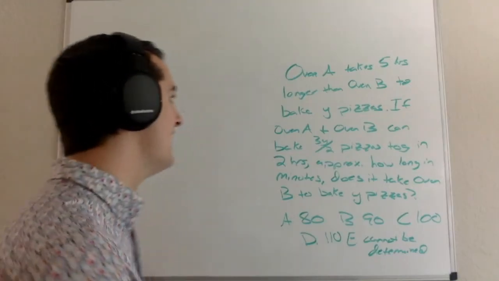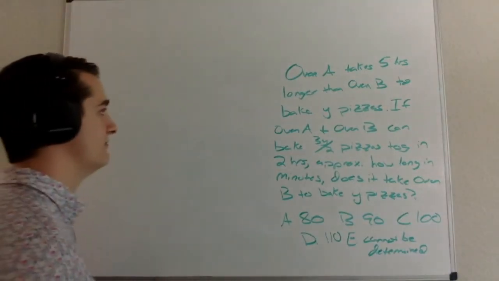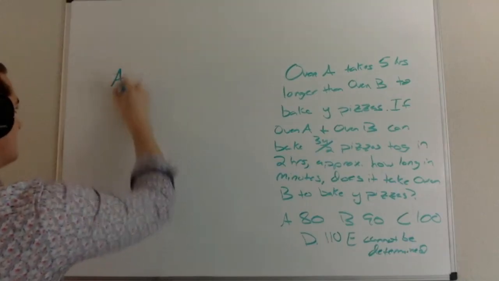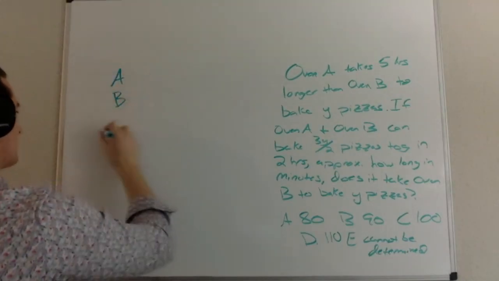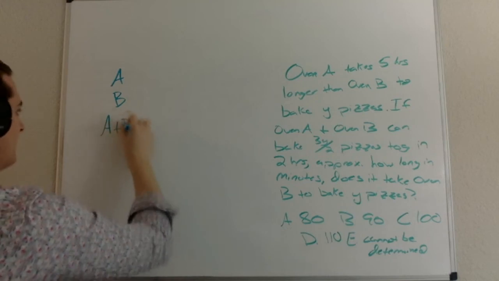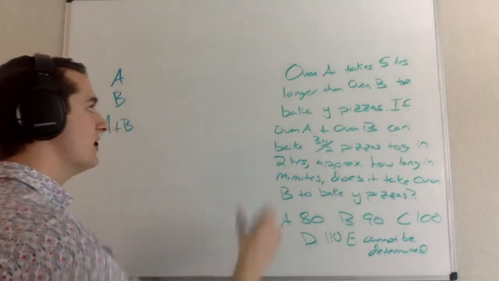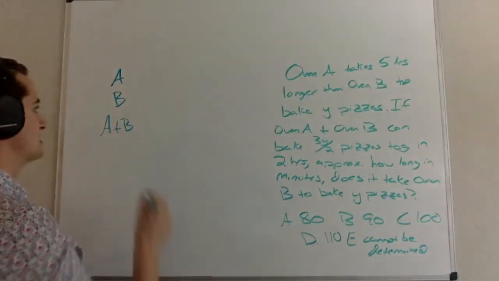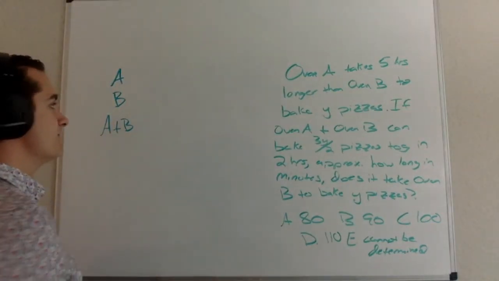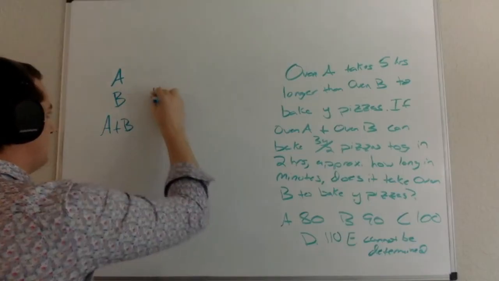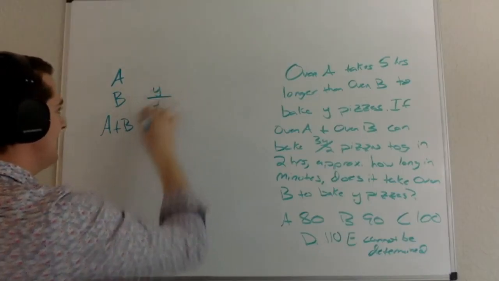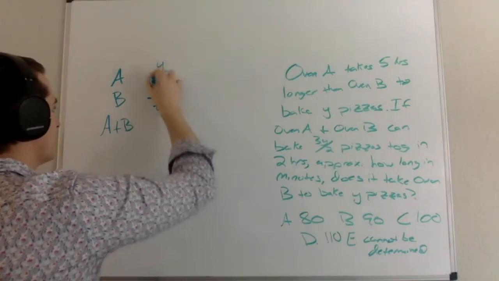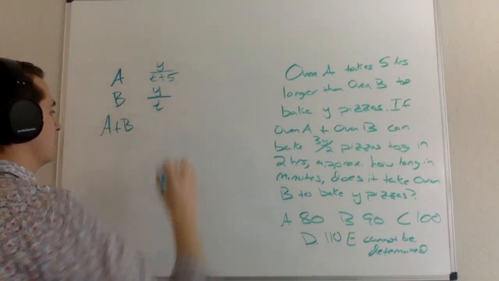I'm told that oven A takes 5 hours longer than oven B to bake Y pizzas. So what I could say is I've got the rate of A, the rate of B, and the rate of A and B combined. What I know is that oven A takes 5 hours longer than oven B to bake Y pizzas. So basically, oven B can do Y pizzas per T hours. Oven A can do Y pizzas per T plus 5 hours.